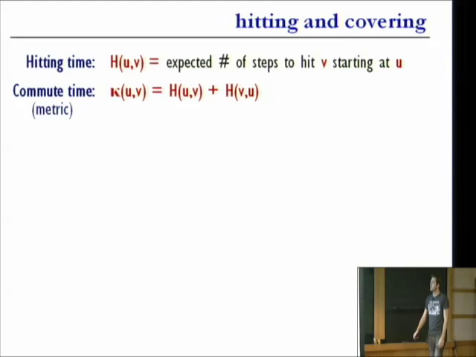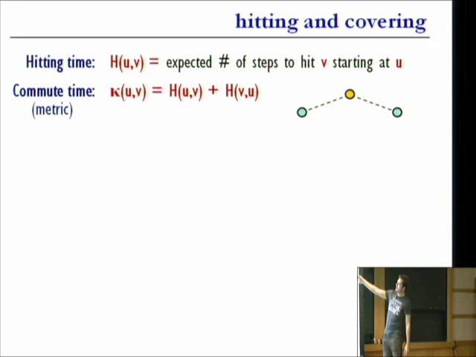It's not difficult to see that the commute time also satisfies the triangle inequality. Because if you want to commute from here to here and back, then you can at least hit here, and then hit here. So if you check, this gives you the triangle inequality for the commute time. This will be very important for us because this metric is going to endow our graph with some geometry that's going to be important for most of the talk. Okay, so that's the commute time.